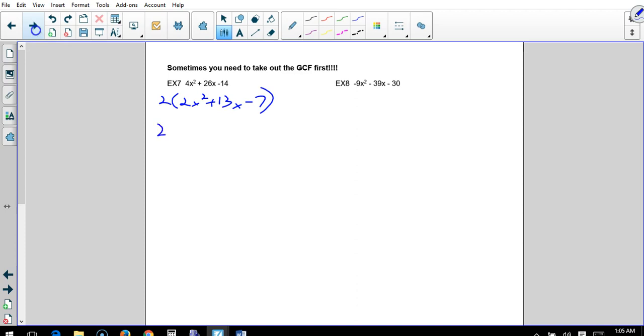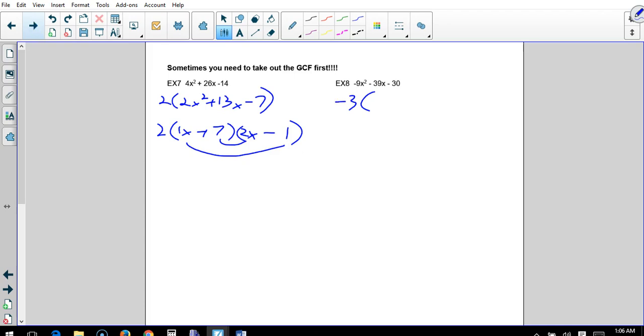And now, when I factor, whether I use guess and check or whatever, this is not too hard for guess and check because this has to be 1 and 2. And I know this has to be 1 and 7. I just got to figure out where the 1 goes and where the 7 goes. So I'm going to put 7 here and 1 here. 14 and 1. I want more positives than negatives. And there's my answer. And I can FOIL that to make sure it works. And it does.